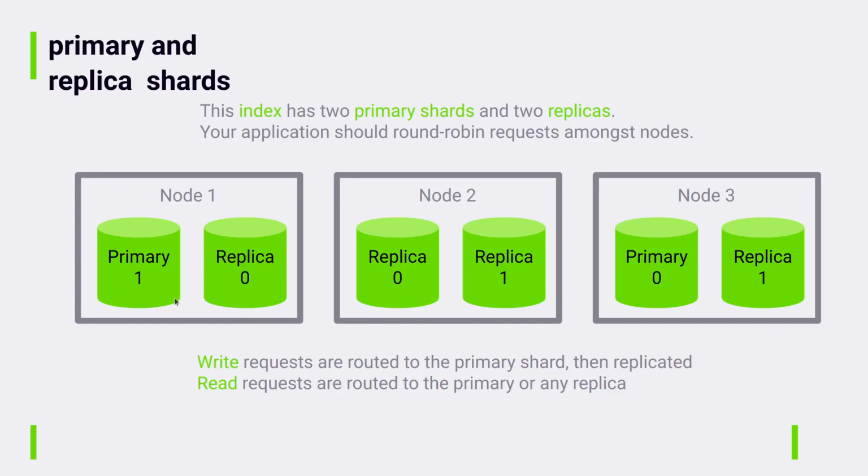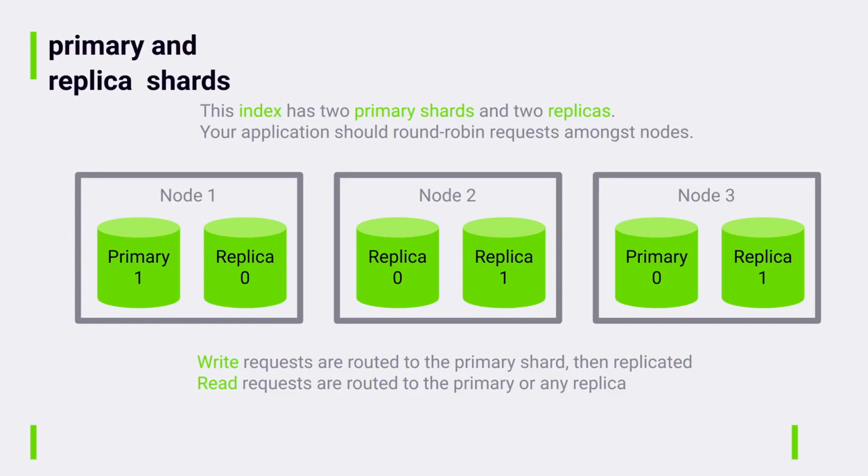The primary shard is the shard from which the replicas are created. The replica shards are basically copies of primary shards. For example, if we have a shard 1 and we create two replicas of it, then those two replicas would be called replica shards, and that shard 1 would be the primary shard. So you see the image over here.